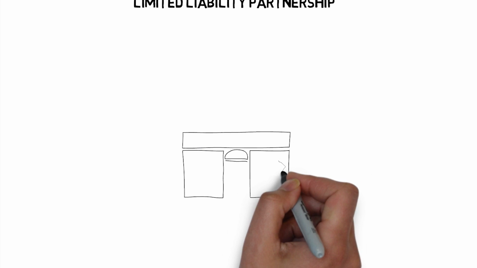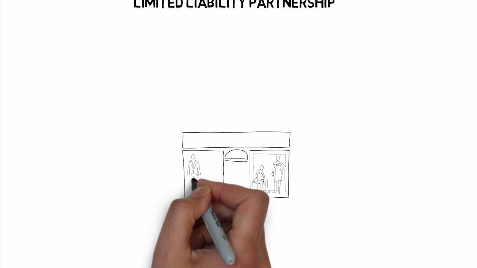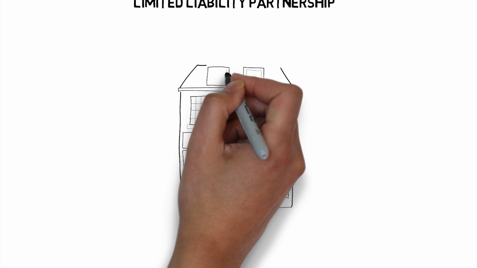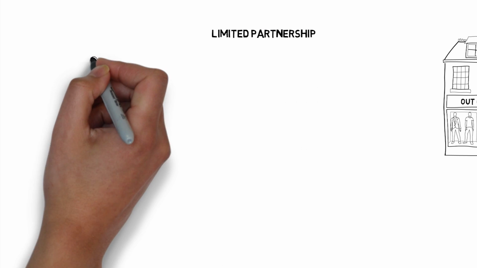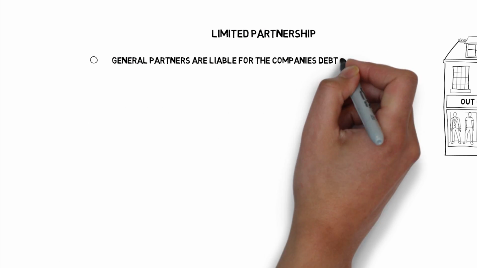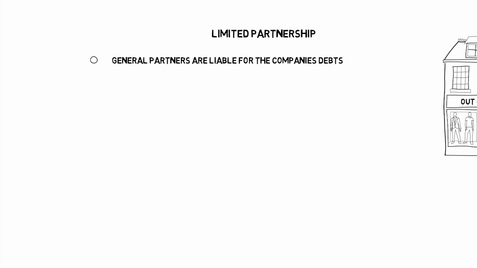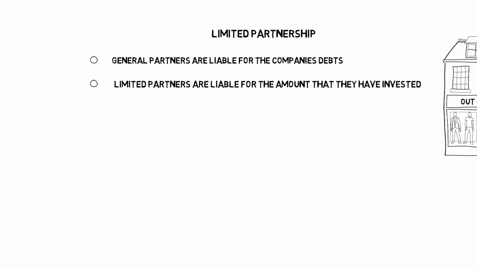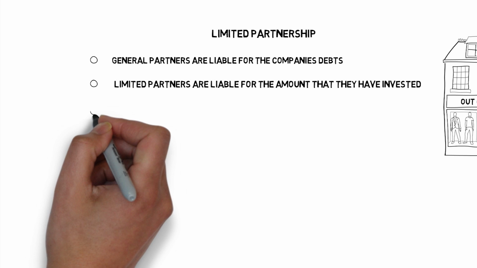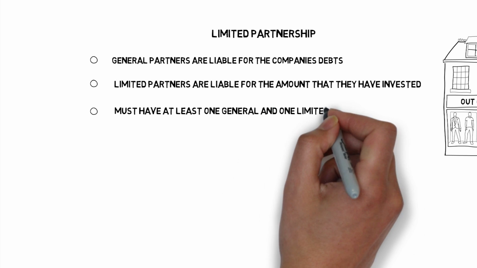Limited partnerships or limited liability partnerships are structurally very similar to ordinary partnerships, the main difference being the amount the partners will be liable for in the event that the business becomes insolvent. With a limited partnership, only general partners are personally liable for all of the company's debts, whereas the limited partners are only liable for the amount that they have invested into the company. When setting up a limited partnership, you must have at least one general and one limited partner.